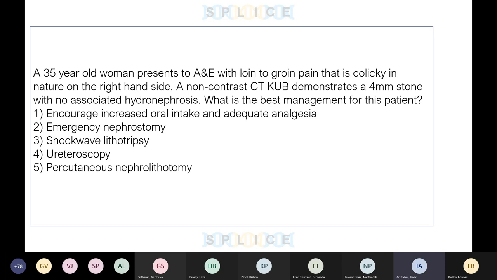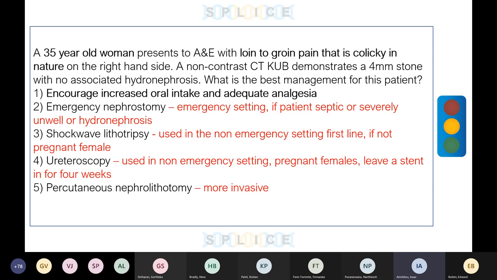Yeah, nice. Well, so increase oral intake and adequate analgesia. So this stone is basically quite small. I think 5 millimeters is the sort of cutoff for where you can start to think about conservative management. This sort of stuff with the shockwave, percutaneous and ureteroscopy is probably a bit out of our remit. Just knowing the emergencies and when things aren't an emergency is probably quite important. But for the sake of completeness and the fact it could come up in an SBA, I've just added it here.